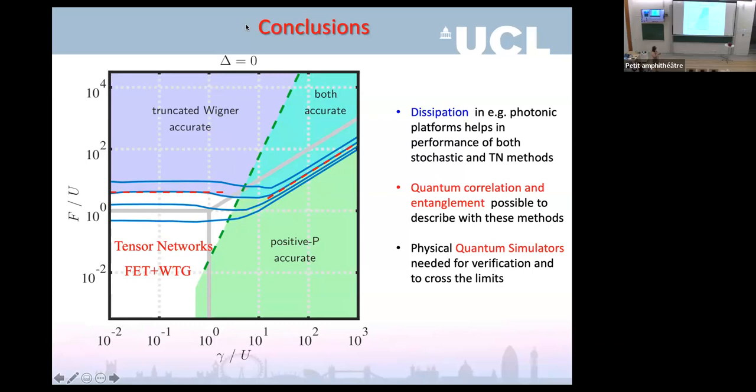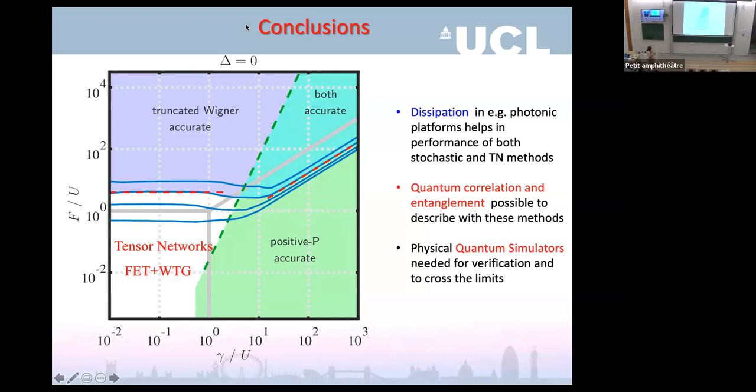So to conclude this second part, this method part, which I didn't have much time for, I would say that dissipation, like in photonic platforms, actually helps the performance of both stochastic and tensor network methods. Some of your entanglement is killed off. You don't have entanglement of very large length scales or very long time scales because your dissipation is damping it, so these methods actually become more useful. However, quantum correlations and entanglement are still possible to describe with this method. So it's not that you are only able to go to the semi-classical regime and that is why it works. No, we have cases which are very quantum and it's still possible to describe them with this method.